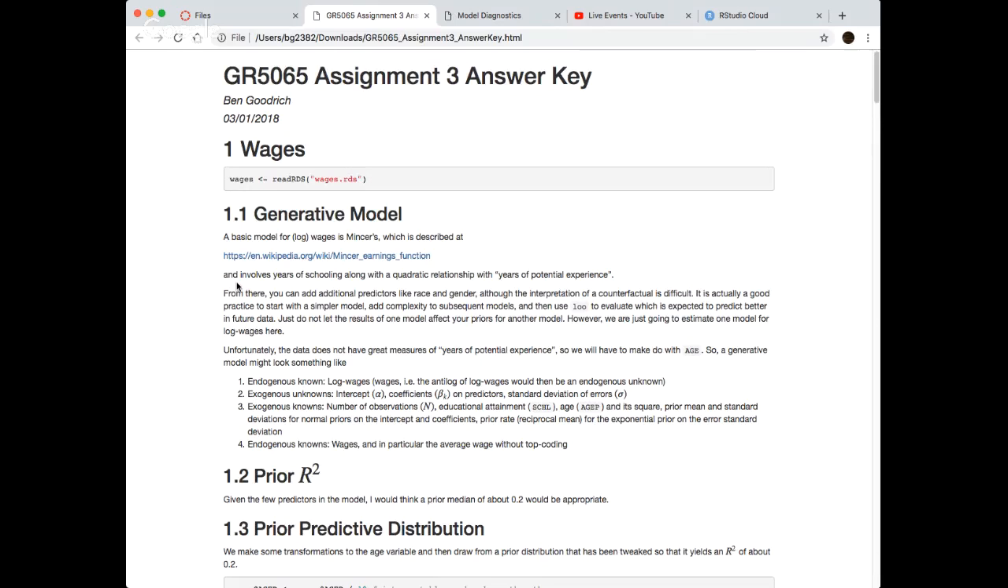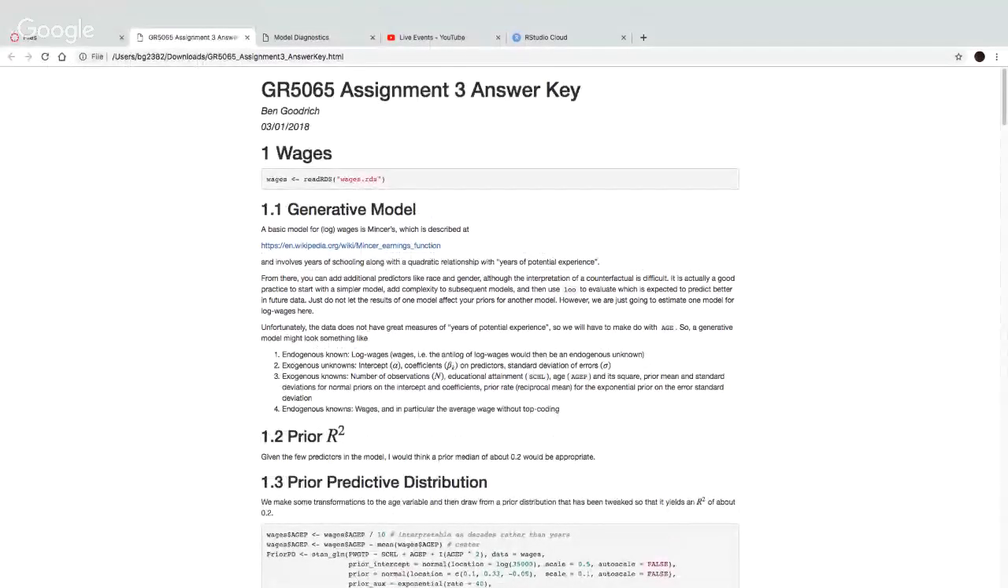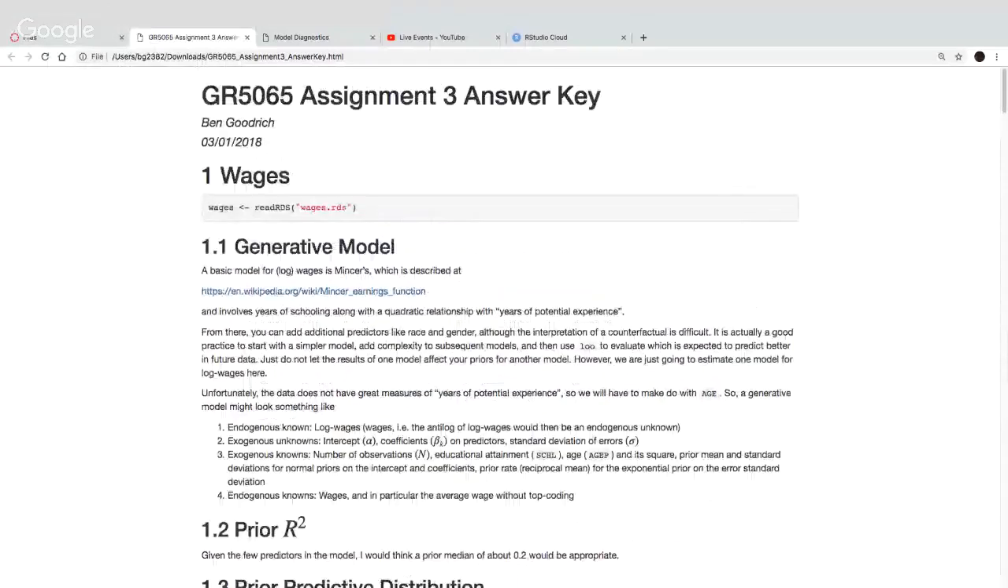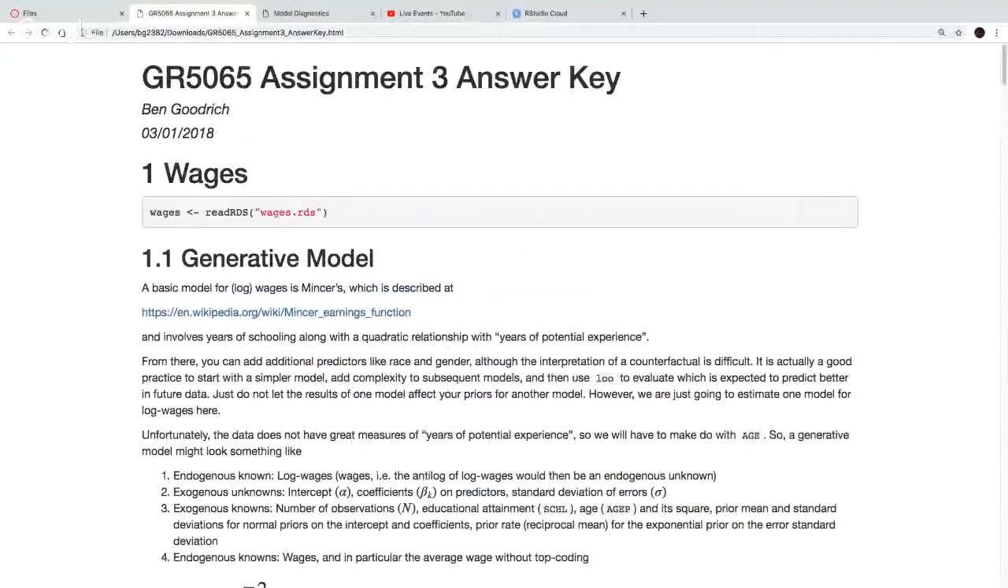Okay, let's get going. I want to start off by talking about the homework. Go through that. Okay, so the first question was about the wages model, using data from the American Community Survey. This is administered by the same people who do the census, so it is fairly high quality data.